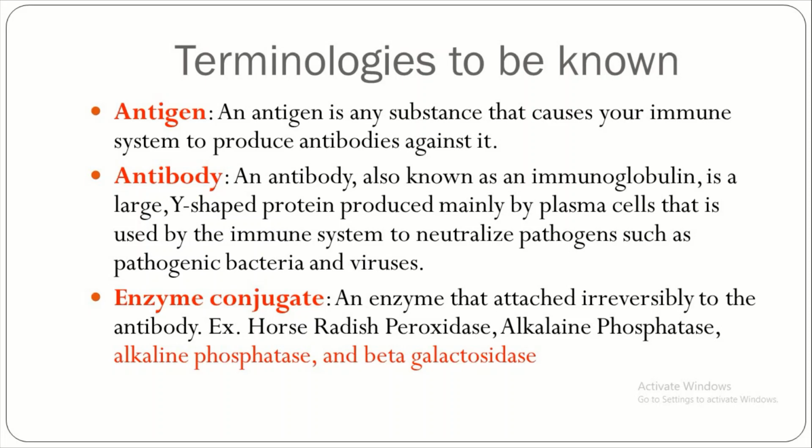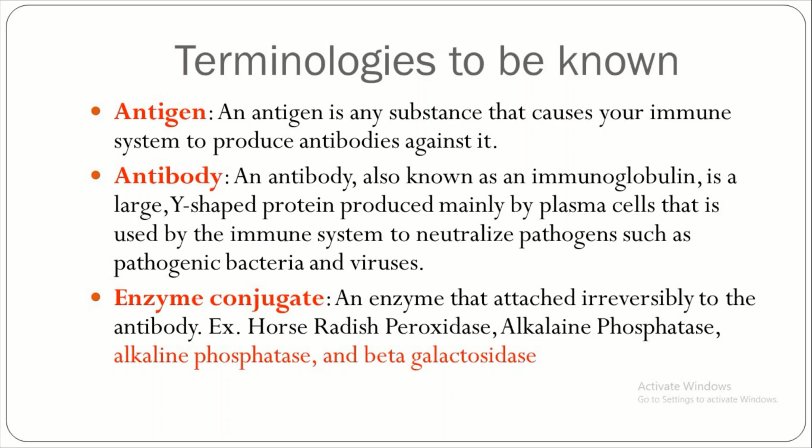Before you go into the actual procedure of ELISA, there are some terminologies you must know. I have listed a few. The first terminology is the antigen. An antigen is any substance that causes your immune system to produce an antibody against it. Any substance that induces an immune reaction is called an antigen. Antigens can be a variety of things, such as bacteria, viruses, and peptides, all foreign material to your body. Our body raises antibodies against those antigens.